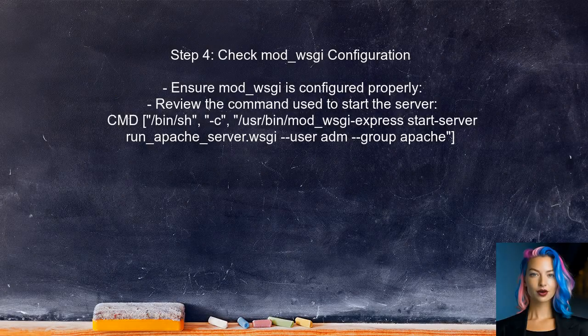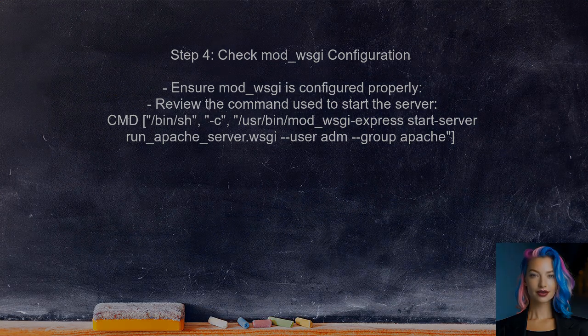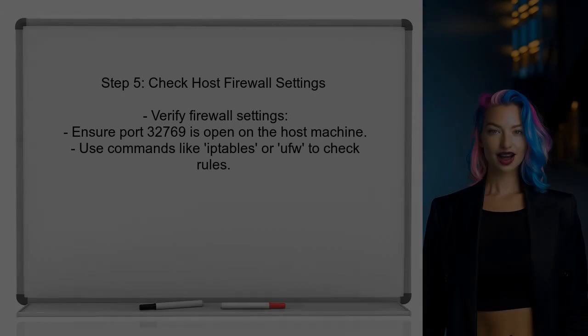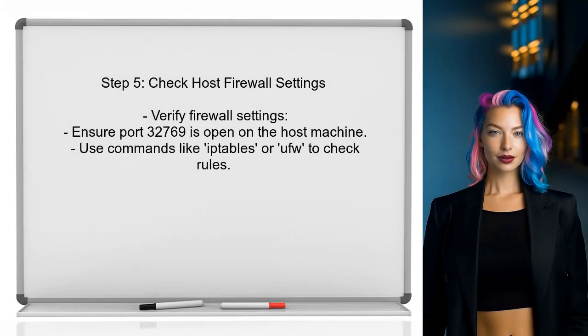If the Apache server is running, but the user still cannot access the application, they should check the configuration of mod_wsgi. Ensure that it is set up to serve the application correctly. Finally, if all settings appear correct, but the issue persists, the user may want to check firewall settings on the host machine. Ensure that the port is open and accessible.